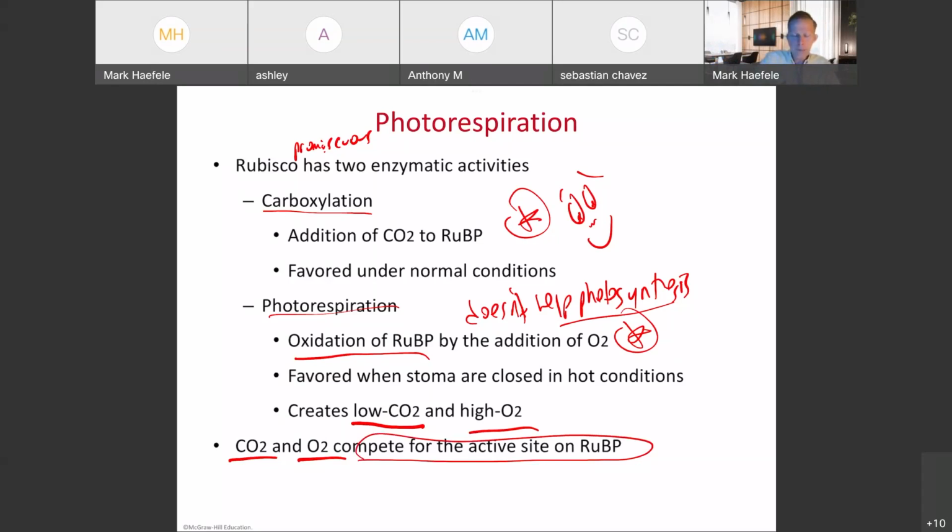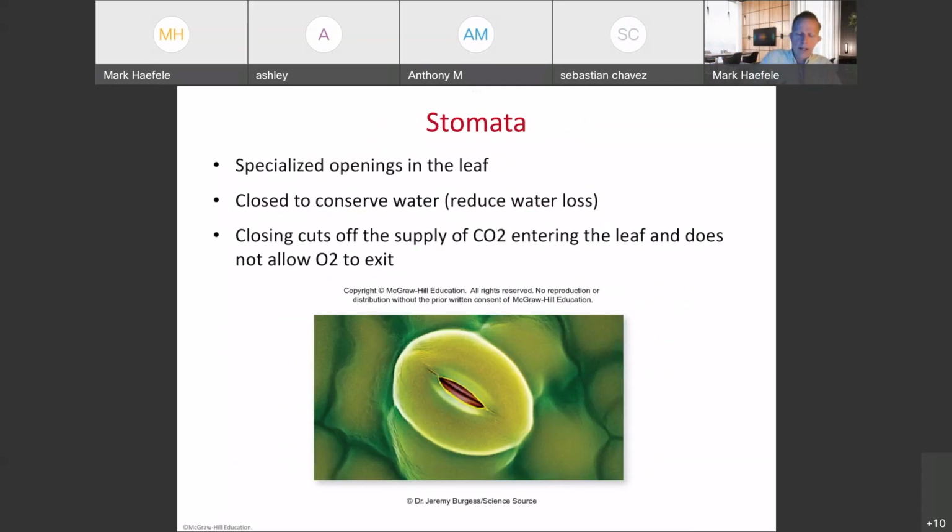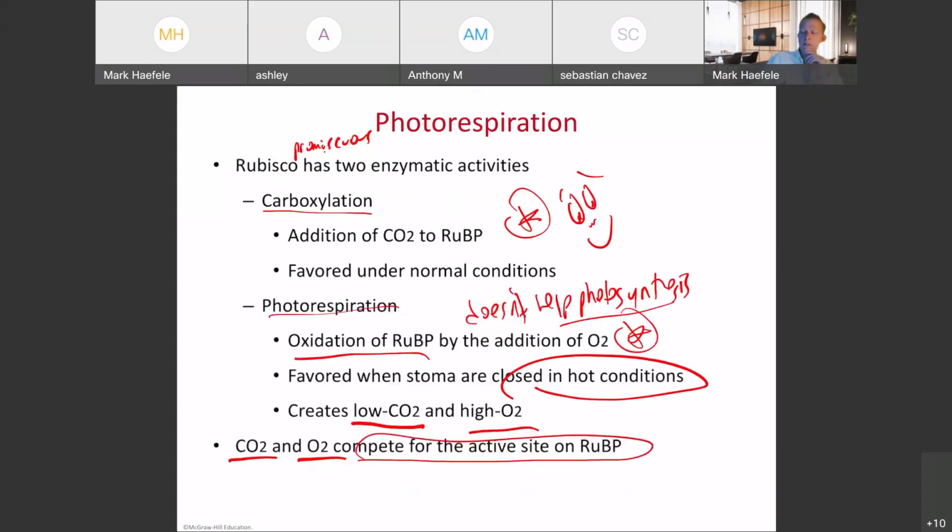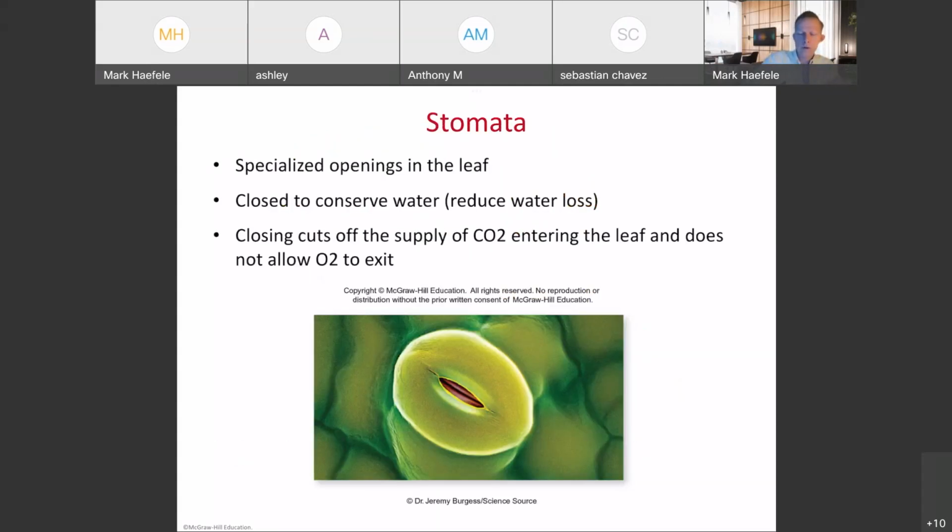So how do you deal with this? Here's the problem with this, and the reason why this is a problem: it's a problem when you have hot conditions. So let's take a look at normal oxygen and CO2 exchange. Oxygen and CO2 exchange happens in a leaf through the stomata. This is basically like the lungs of the leaf.